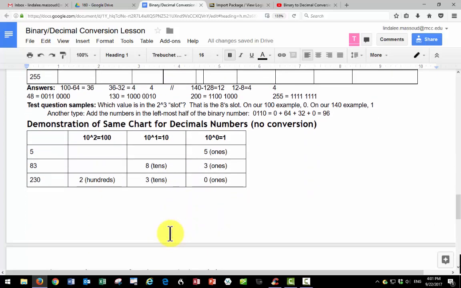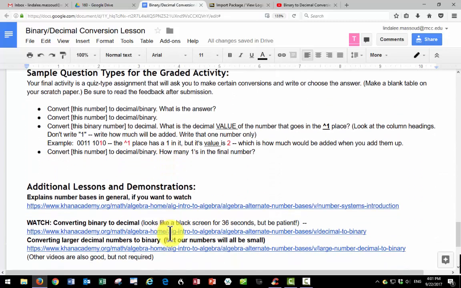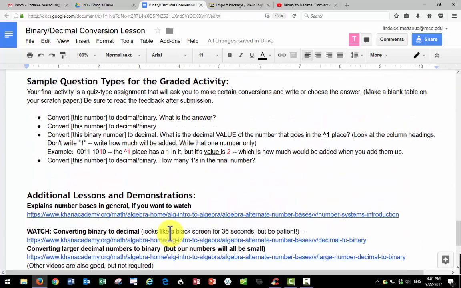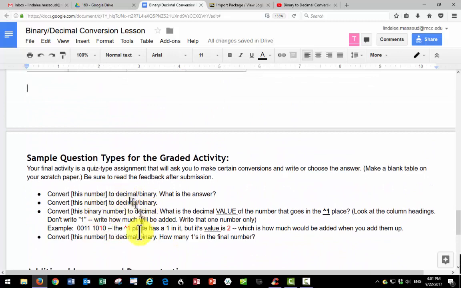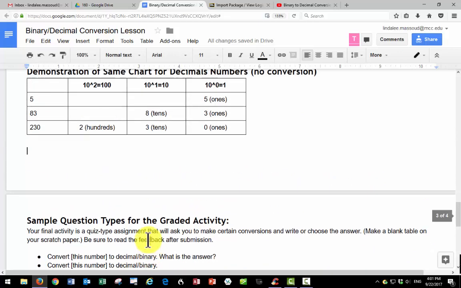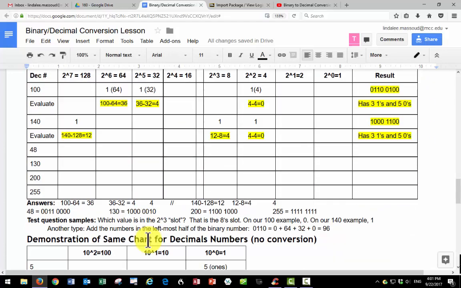Do a little practicing. You might get somebody to sit down and practice with you too. Drill you, kind of idea. And then there are some more videos to look at right down here. Plus I gave you examples of the kinds of questions I might ask you on the little quiz type activity. But if you've done your charts here, then you'll be able to do the activity.